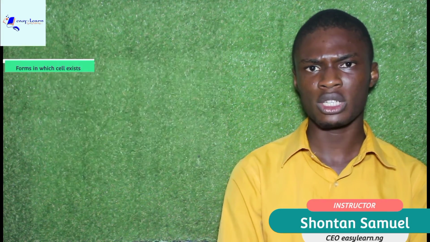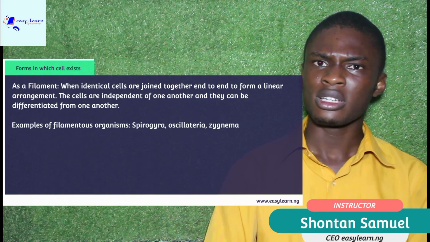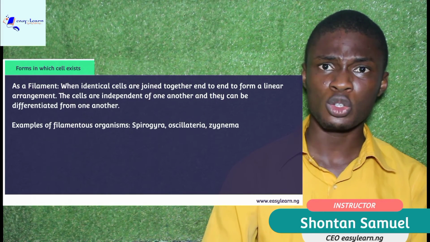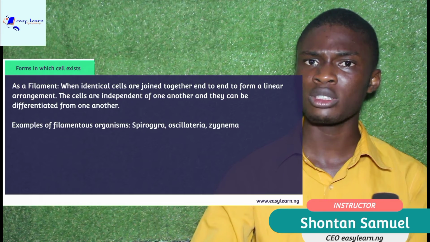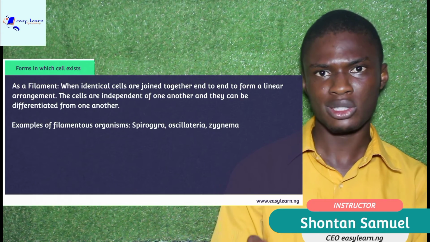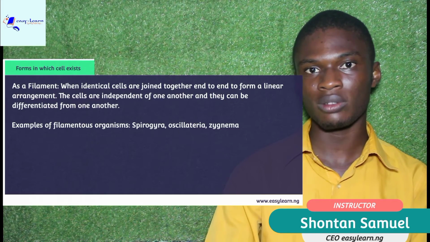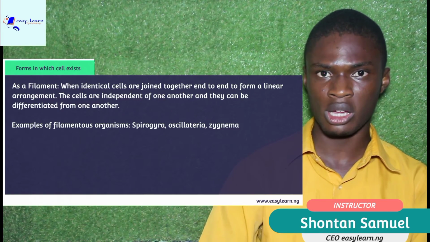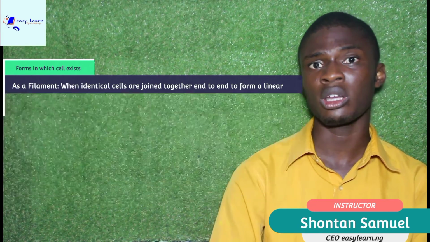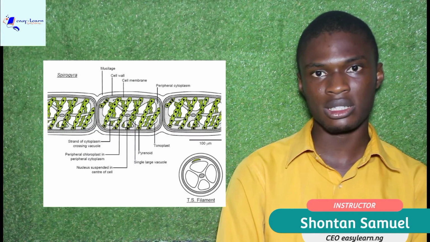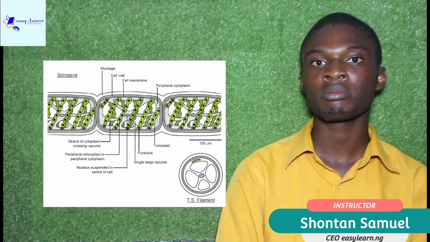The next form of cell is as a filament. This is when identical cells join end to end to form a linear arrangement. But what makes this different from the colony is that the cells in filaments are independent of each other and they can be differentiated from each other. An example of an organism that exists as a filament is spirogyra.